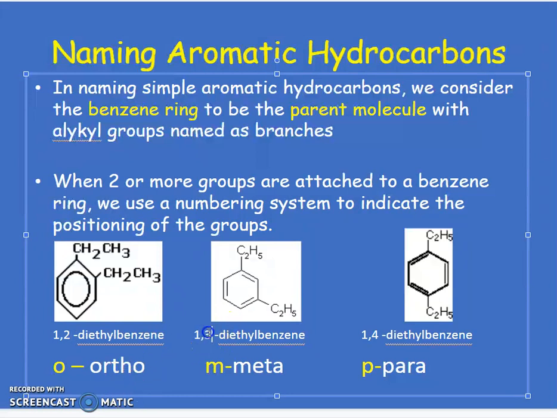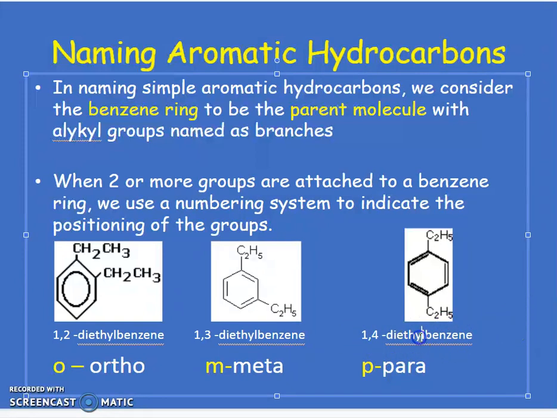Same deal here. So the 1 and 3 can be replaced with the letter m. That means exactly the same thing. Or you can have the numbers 1 and 4, which can be replaced with the letter p for para. So this would be p-diethylbenzene.